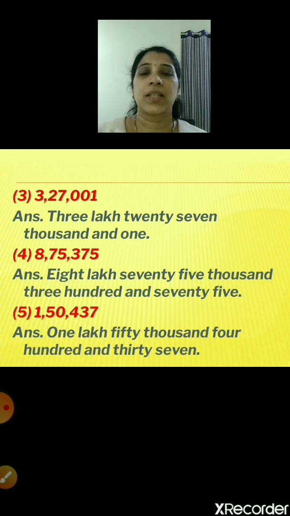So it is 327,001. So again, if you see from right, 1 in the units place, 0 in the tens place, 0 in the hundreds place, 7 in the thousands place, 2 in the 10,000s place and 3 in the lakhs place. So when you are going to write, you will write it as 3,27,001. Let's take the next, the fourth one.